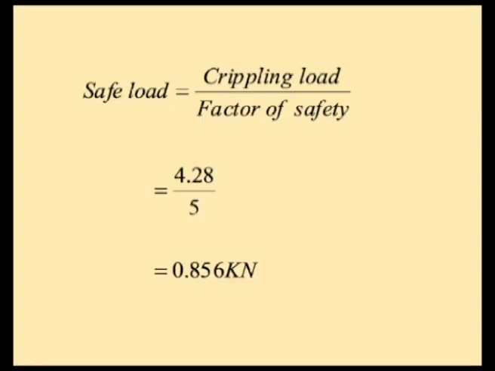And in this problem we are asked to calculate the safe load. Sometimes we will have the working load and we will have the safe load. The safe load is given by the crippling load, which we calculated using Euler's crippling load formula, divided by the factor of safety. The factor of safety has been given in this problem as 5. So, 4.28 by 5 will be 0.856 kilonewton, which is the safe load the column, or the rod, can carry when it is used as a column.